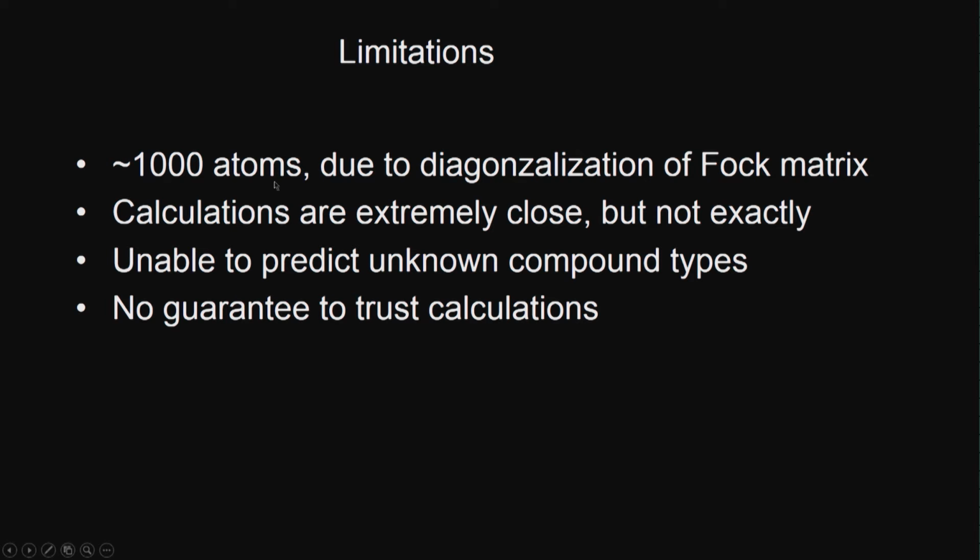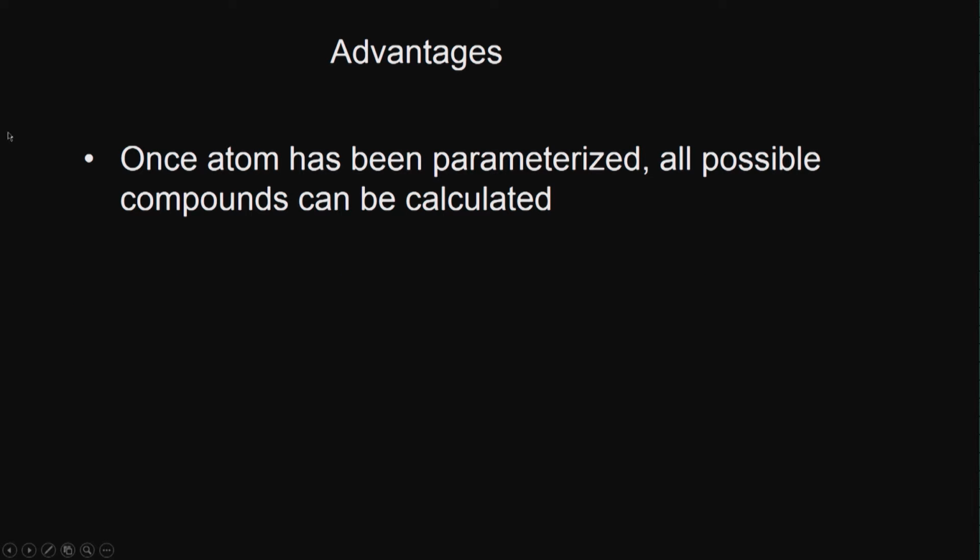So, sometimes you cannot trust the calculations because there are a lot of parameterization and equation fitting. But once the atom has been parameterized, all possible compounds can be calculated. So, that is the advantage, and especially for drug discovery we are talking about carbon, nitrogen, oxygen, sulfur, maybe chlorine. So, there is no problem at all. Okay. Mostly for drug discovery semi empirical methods can be used without any problem.